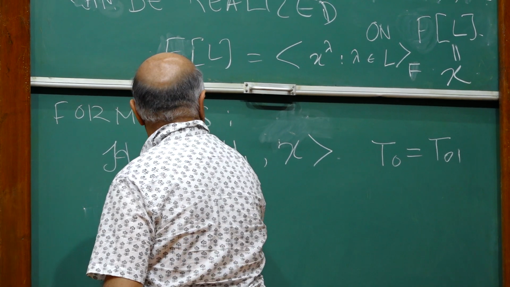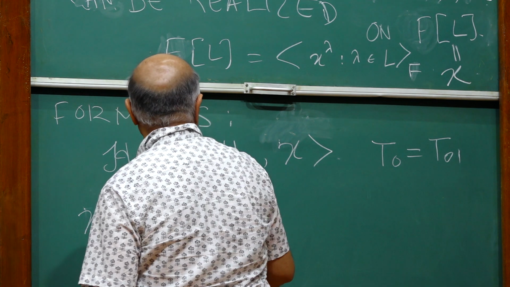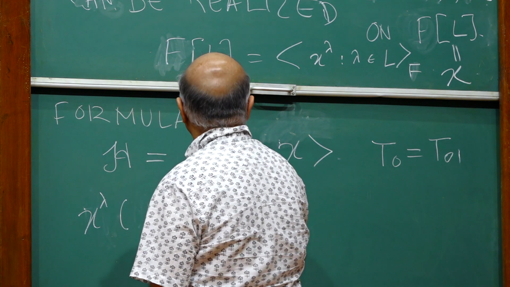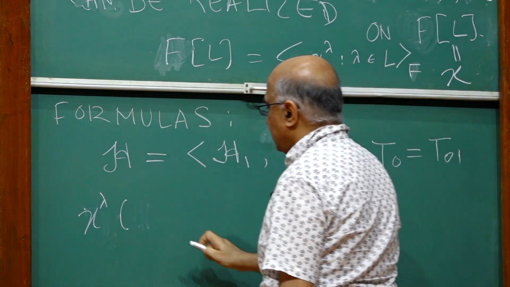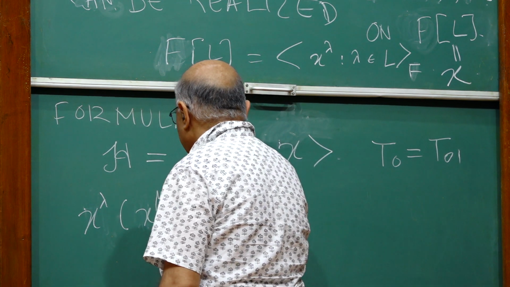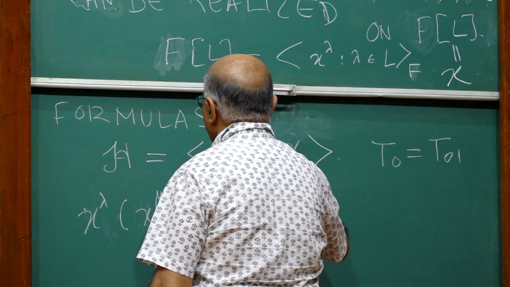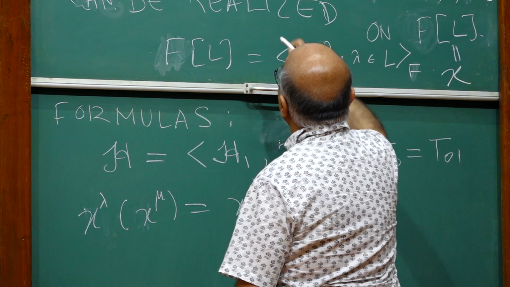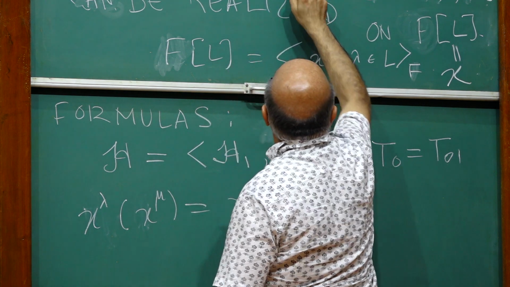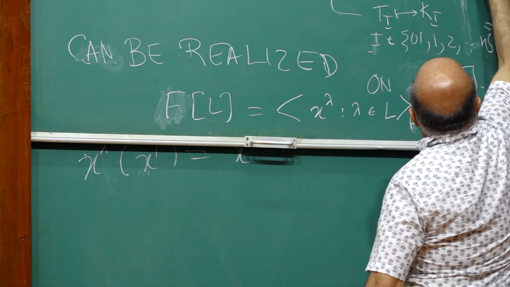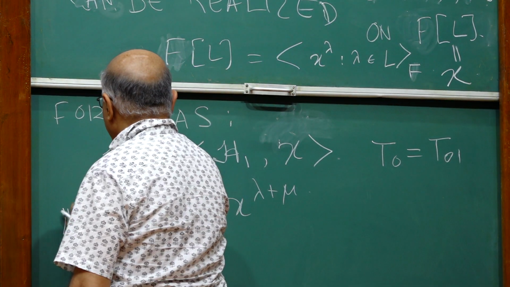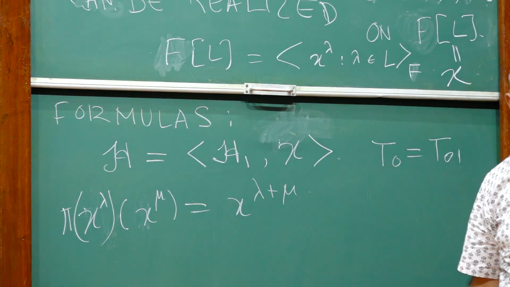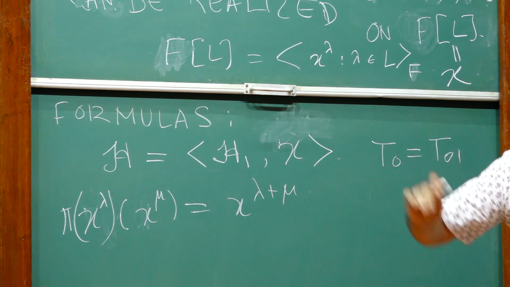First I have these, so I have x lambda, so it's realized on x. So x lambda acting on x mu is just x lambda plus mu. Okay, let's call this representation pi. So pi of x lambda acting on x mu is just translation. And so this lattice part just acts by translations.